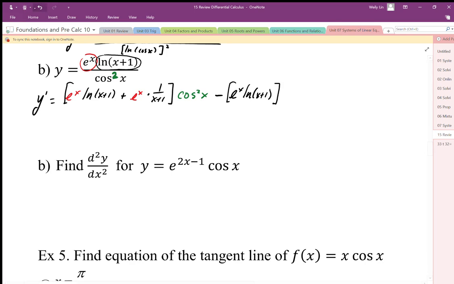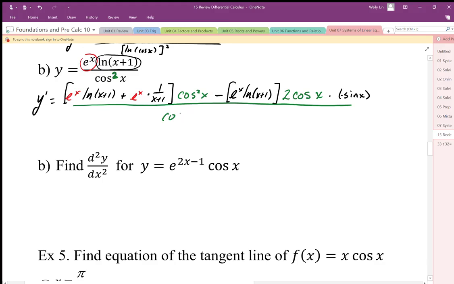Okay, and then we differentiate the denominator. And as we differentiate the denominator, we have to apply the chain rule. So I end up with 2 cosine x, and then times the derivative of cosine, which is negative sine x. Okay, so there's my chain rule embedded in the quotient rule. My denominator then, I square the denominator and I end up with cosine to the power of 4 of x.